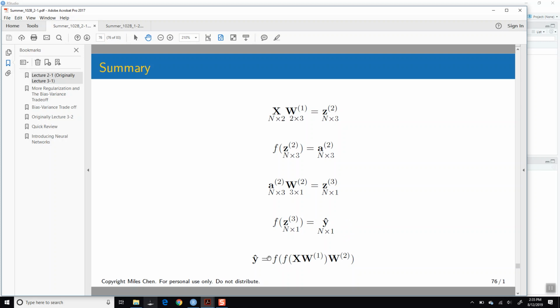So y hat is really just the result of this kind of function. We plug in our x, we've got some w matrices, we multiply, apply functions, multiply, apply functions, and we get our results y hat.